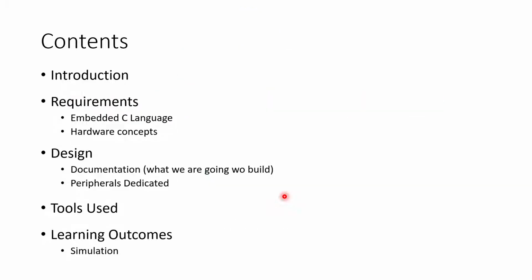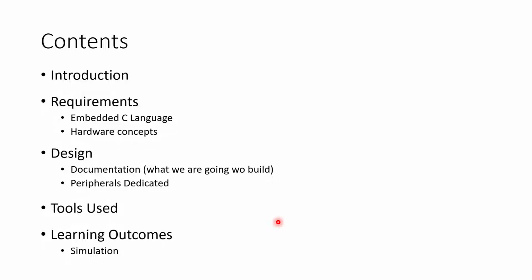Before I go through this presentation, let me mention how I have planned it. First, we will see a brief overview of the contents that I have prepared: introduction, requirements, designing aspects, tools used, and learning outcome. And at the end, we will see the simulation and full aspects of this project.